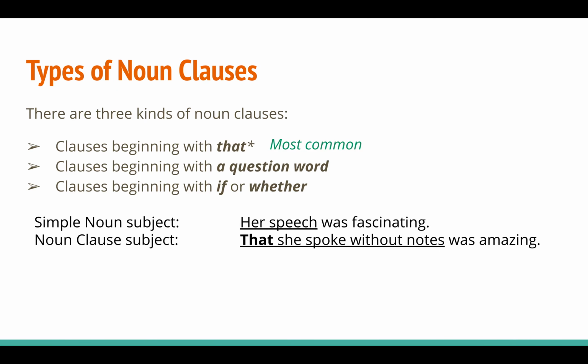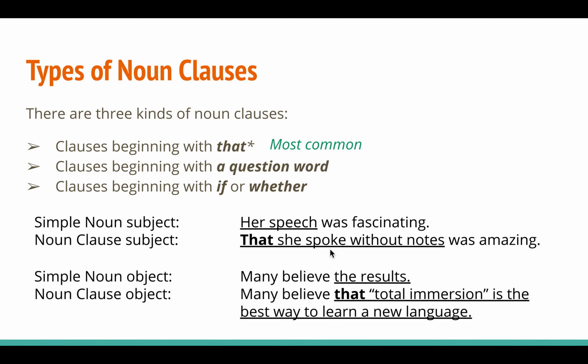Let's look at a couple of examples. Here we have a simple noun subject. Her speech was fascinating. Notice that in her speech, the subject, there's no verb. So this is not a noun clause, it's just a noun. But then compare it to this underlined subject. That she spoke without notes was amazing, right? So here we have a noun clause because it begins with that, right? Like in our first type. And then we have a subject and a verb, she spoke.